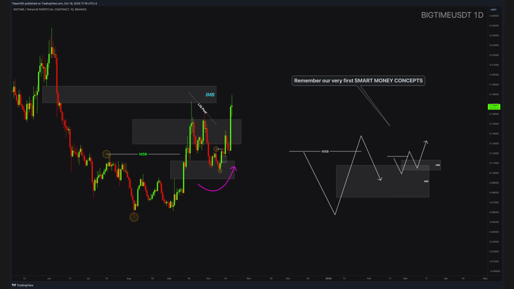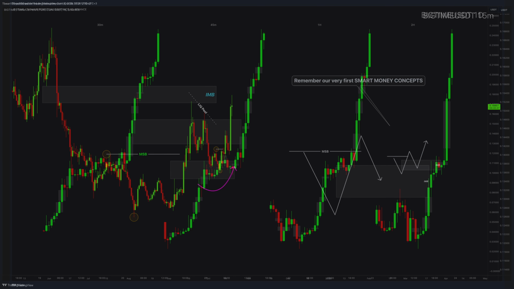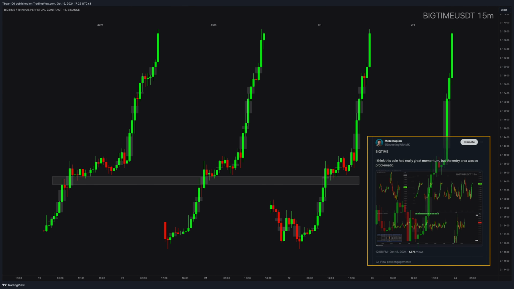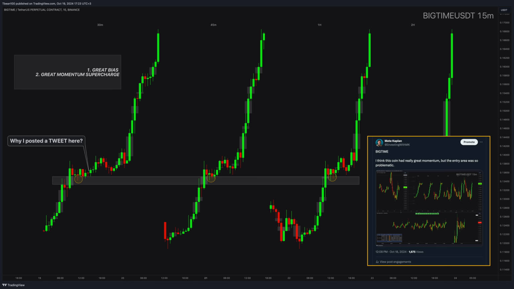Okay, now let's talk about the momentum layout. In the momentum layout, I saw this very nice area, our multi-level imbalances to supercharge the coin. When I saw this area, I had to tweet about it. We had great bias and great momentum. This was an insane rally.